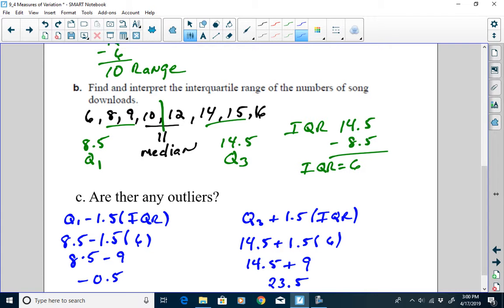All right? And then to test for outliers, we need that interquartile range. The formula that we use for the lower outlier is Q1 minus 1.5 times the IQR. And the formula that we use to find the upper boundary for an outlier is our Q3 plus 1.5 times your IQR.